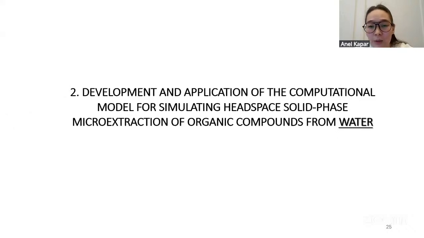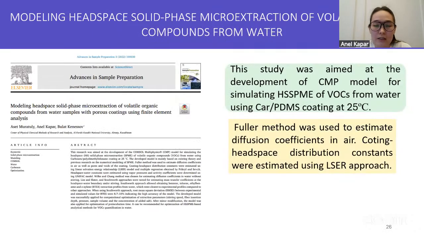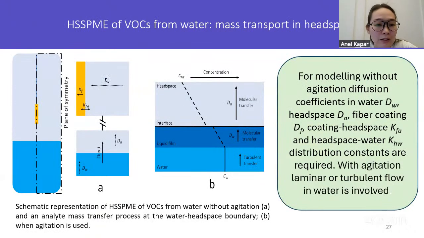The second chapter is the development and application of the computational model for simulating headspace solid-phase microextraction of organic compounds from water. This research was aimed at developing a more advanced CMP model of SPME of VOCs from water using porous coating PDMS. In extraction from water, three phases are involved: water, headspace, and fiber. To model this process without agitation, diffusion of analytes in water, in air, in the fiber, and distribution coefficients between water, headspace, and fiber should be known. When agitation is present, laminar or turbulent flow should be considered.